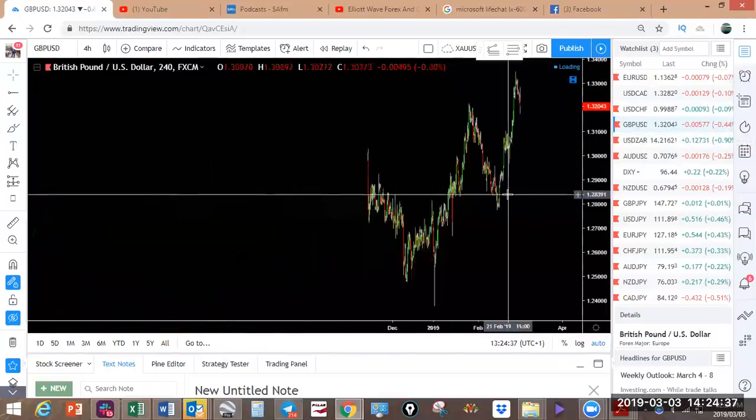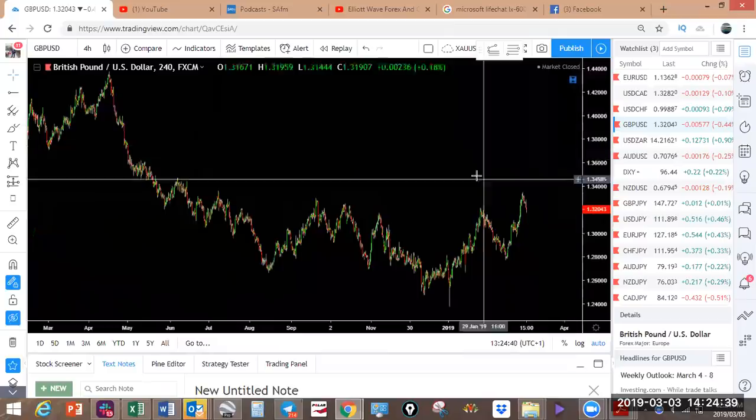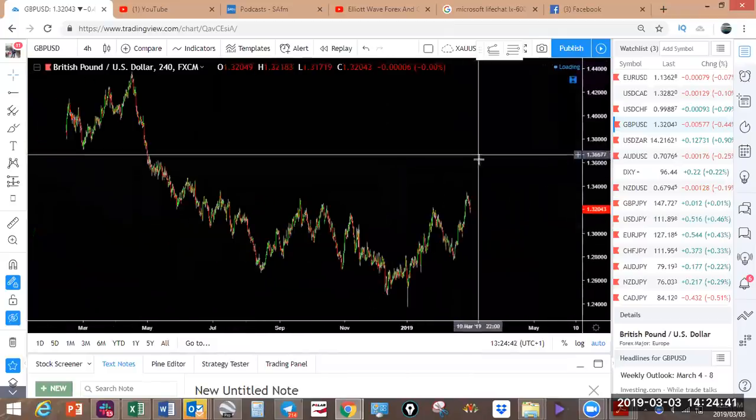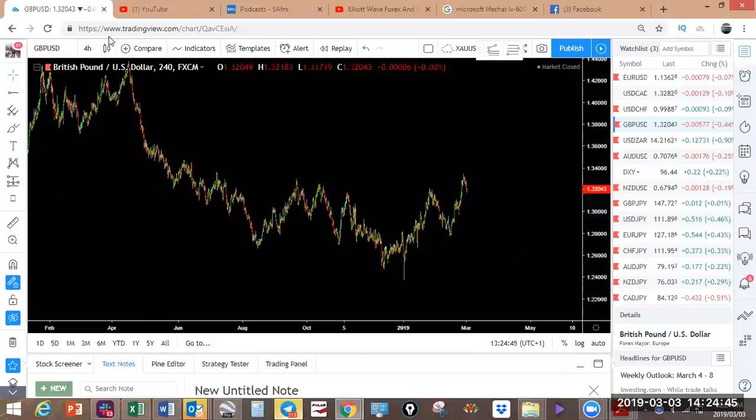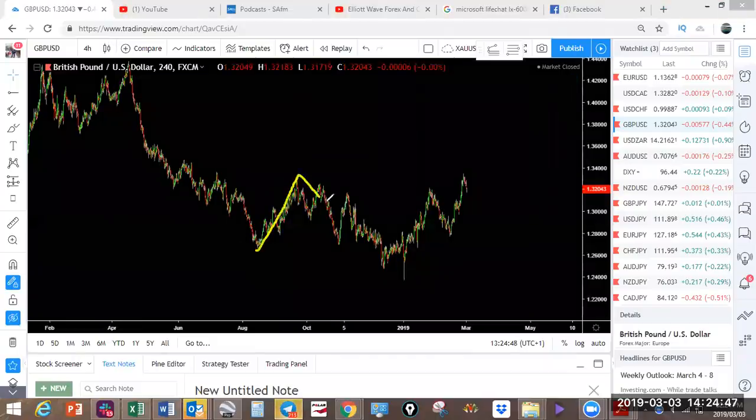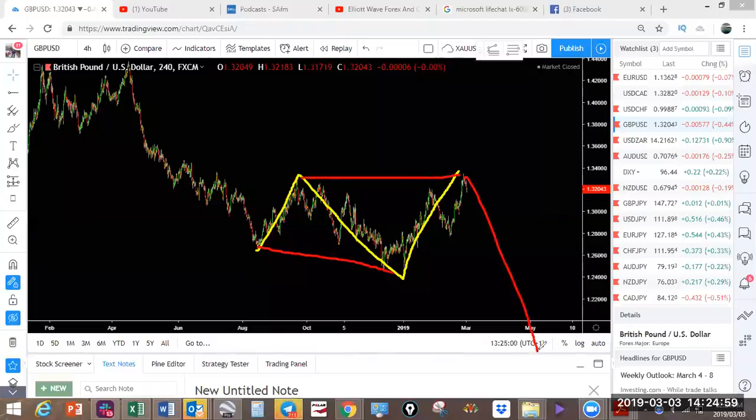Pound US dollar is very interesting now. Let's see what we have here. I showed you two things that could be happening here. We were looking at this as an expanding flat. It has completed the expanding flat, broke the low, broke the top. Could this now be the end of the move, and this structure is done and now we're coming down?